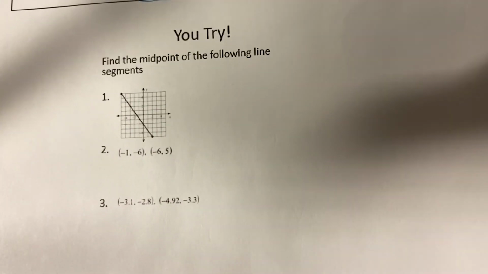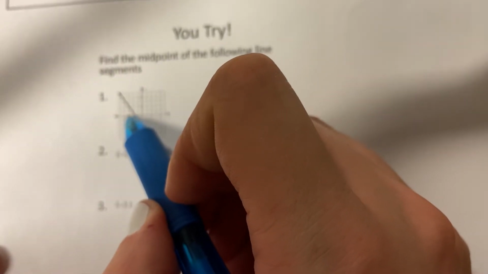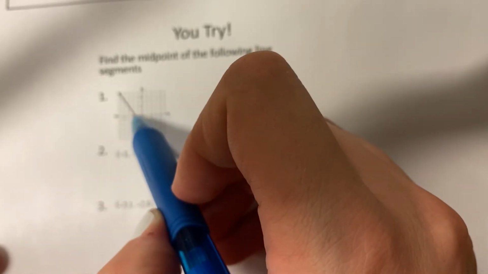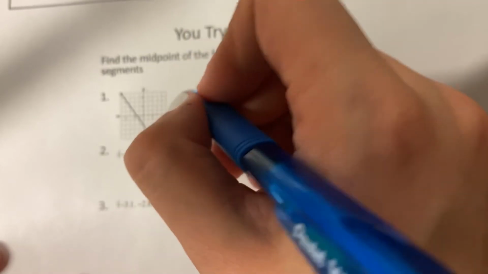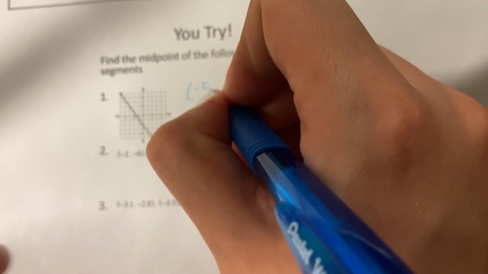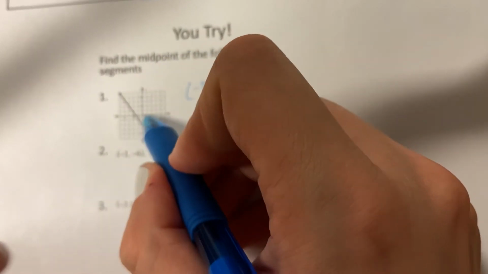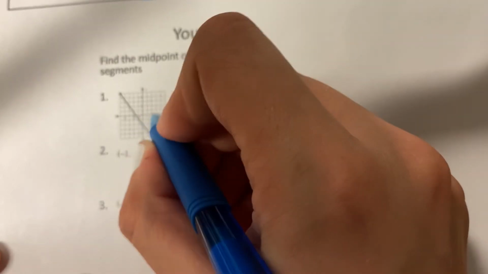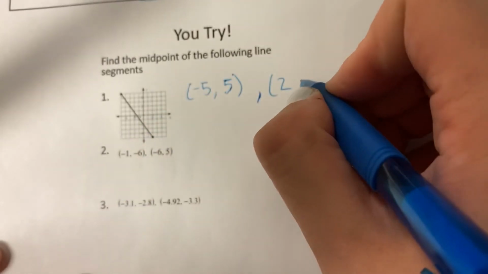All right, so you guys try these next couple ones, pause it, and then we'll do it together. All right, so you should be back. So we're doing this: 1, 2, 3, 4, 5. So this is -5, comma 1, 2, 3, 4, 5, +5 is my first point. And then my other point is +2, 2, 3, 4, 5, -5.